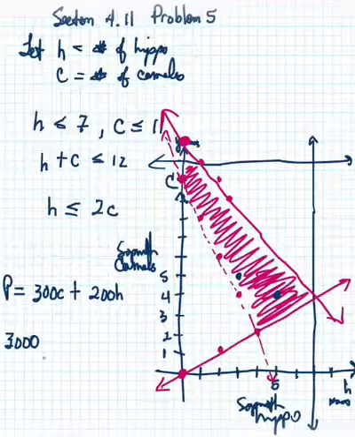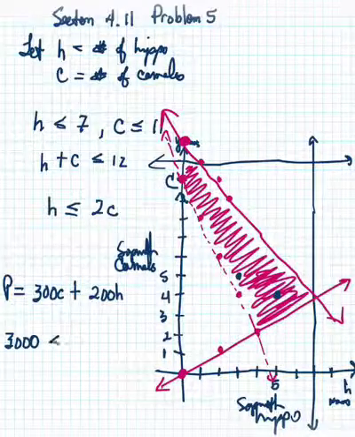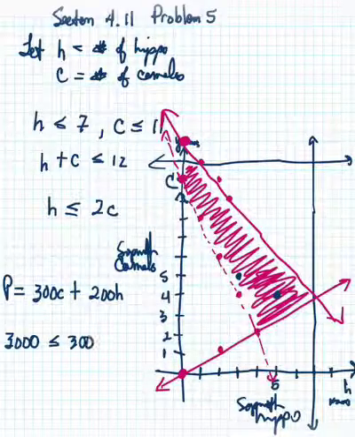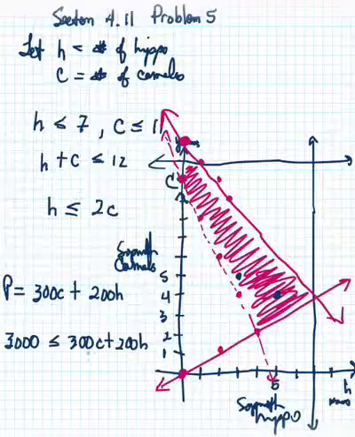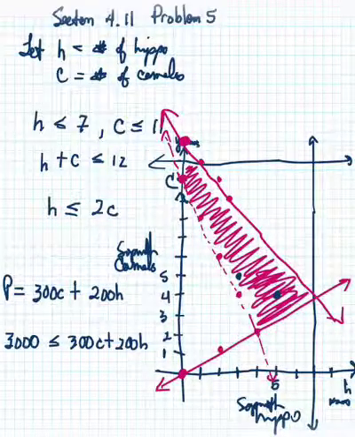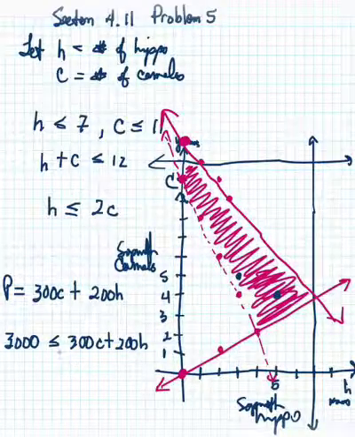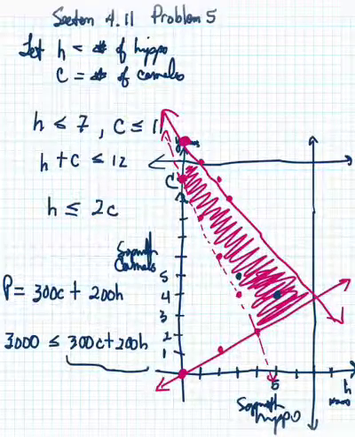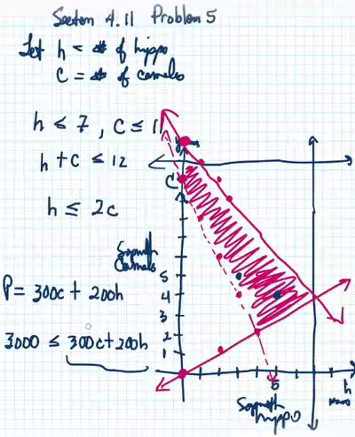So we want the range where 3,000 is less than or equal to 300C plus 200H. Is that right? The profit is greater than or equal to 3,000. So it's at least 3,000. Might be bigger than 3,000, but it's not less than 3,000. Because here's the profit, that's how much I'm going to make, and that's greater than or equal to 3,000. Hopefully that makes sense.